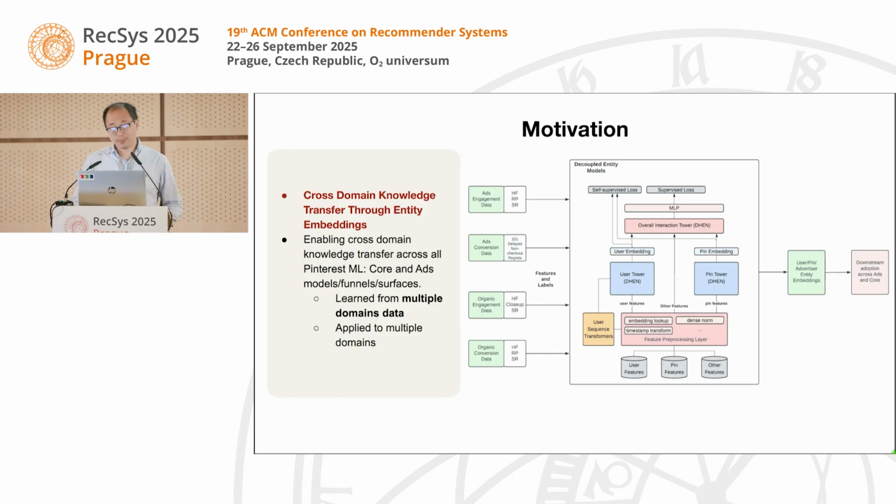Let's start with the main motivation of this work. We're mainly interested in how to achieve cross-domain knowledge transfer at Pinterest. As we know, Pinterest is the visual inspiration platform that allows the user to view, save, or search pins. So they mainly come here for shopping the best ideas around the world across their different life moments.